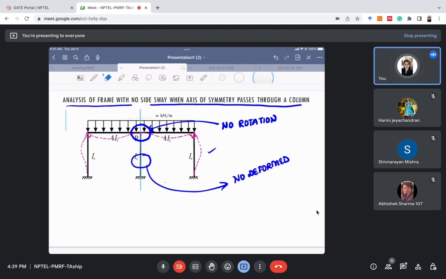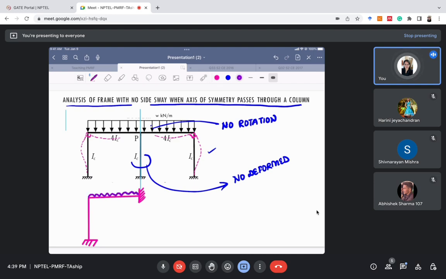Whenever we have this type of case, we can consider this joint P as a fixed support. So we need not solve the entire structure in this case. Please note this, okay, this is a very important thing. Whenever we have this kind of condition, we can consider this joint P here as a fixed support, and we will now analyze only half of the frame. Okay, let me draw it first.